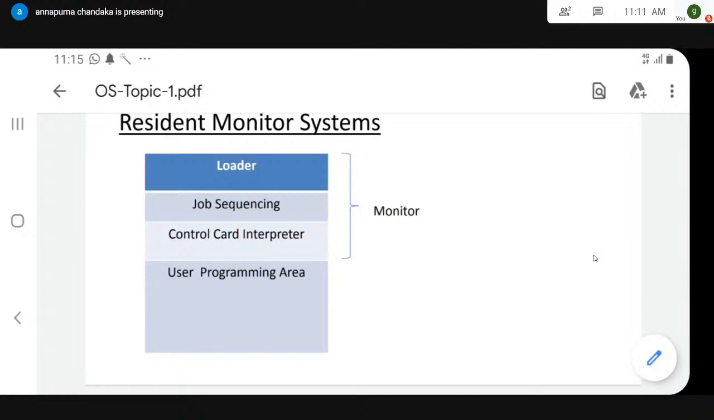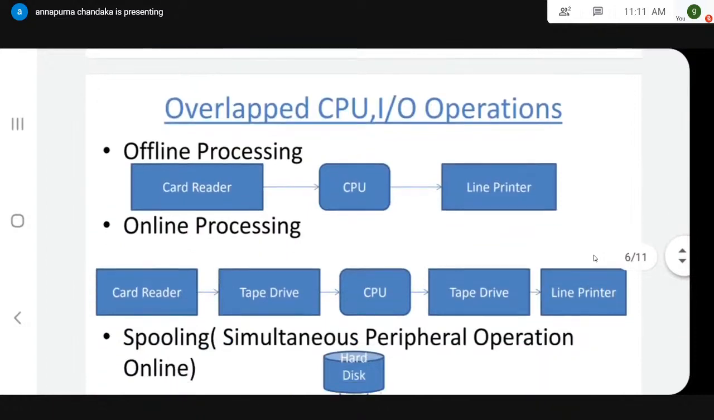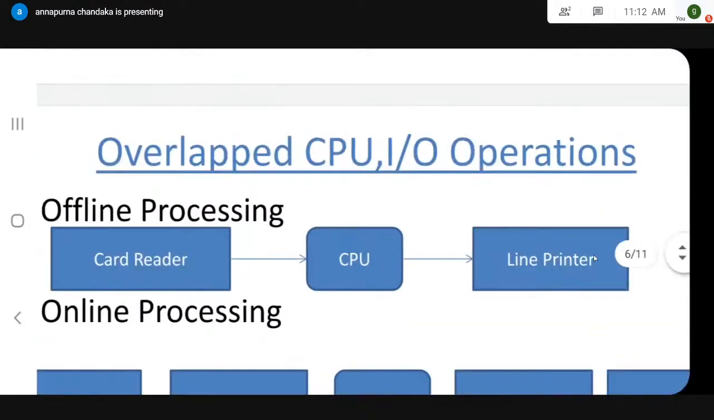In order to work on this idleness, we next enter a new concept called overlapped CPU idle operations. Then the people are thinking.